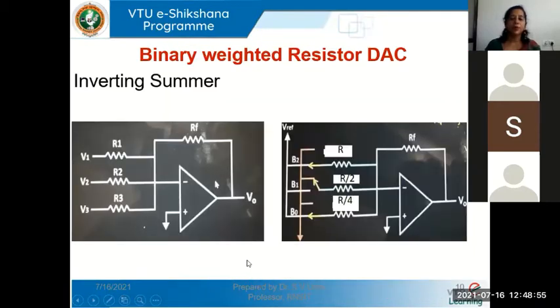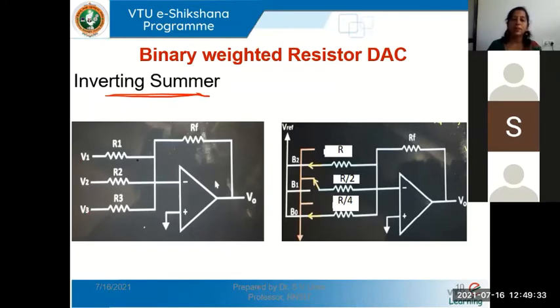Now, coming to the first type of DAC which we were trying to discuss, that is the binary weighted resistor DAC. So what is this binary weighted resistor DAC? We design it using an inverting summing circuit or an inverting adder. As you can see here, an inverting op-amp is used, and to the inverting terminal we have connected multiple resistors. I have shown 3 different resistors and 3 different voltage input connections.